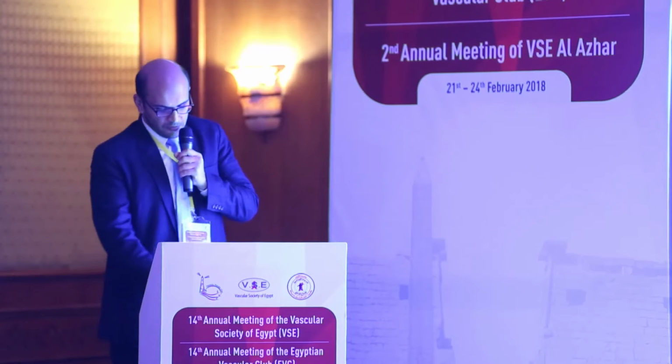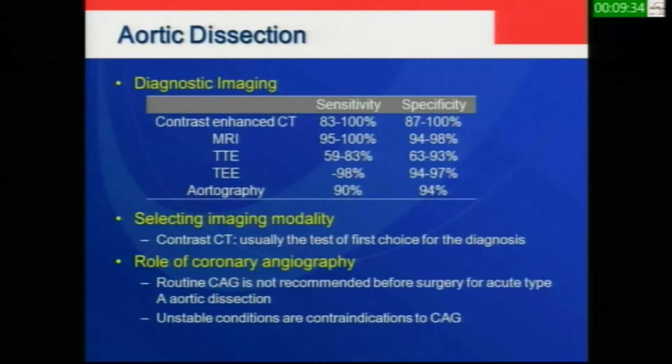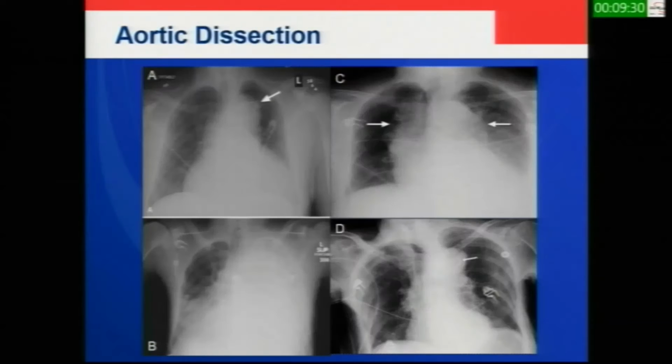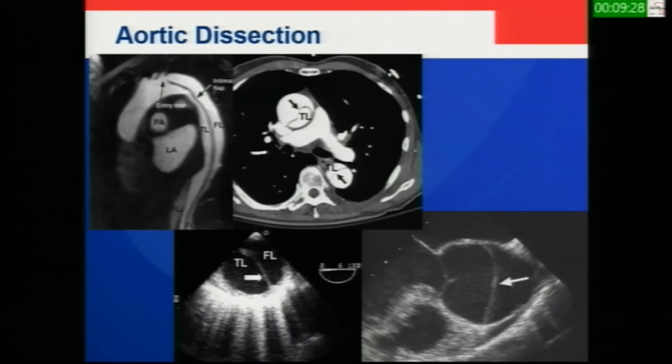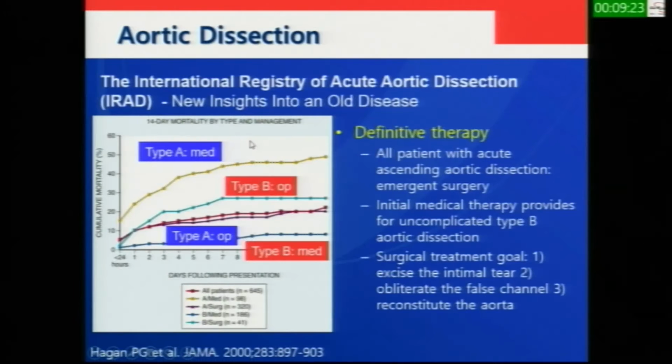The clinical presentation includes sudden severe pain, hypertension, diastolic murmur, pulse deficit, focal neurological deficit, syncope, and in case of ascending aorta, it includes acute aortic insufficiency, acute myocardial infarction, tamponade, hemothorax, stroke. Diagnostic modalities include contrast-enhanced CT, MRI, transthoracic echo, transesophageal echo, and aortography. This is open access for different modalities. You can see the difference between true lumen and false lumen in different modalities.